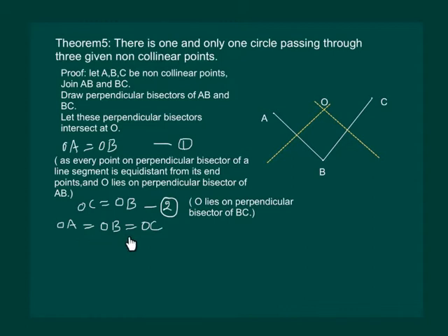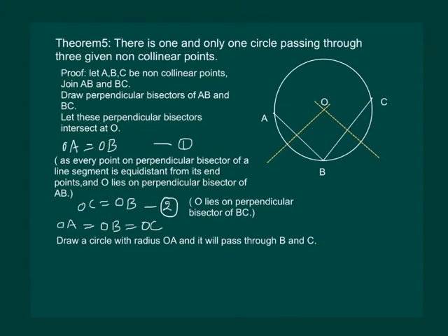This means that the points A, B and C are at equal distance from the point O. So if we draw a circle with center O and radius OA, it will also pass through points B and C. This shows that there is a circle passing through 3 points A, B and C.